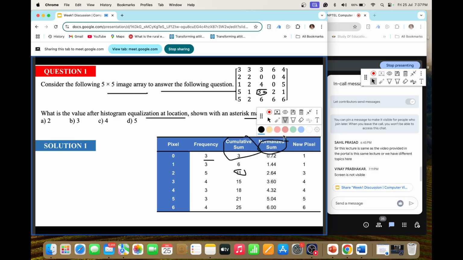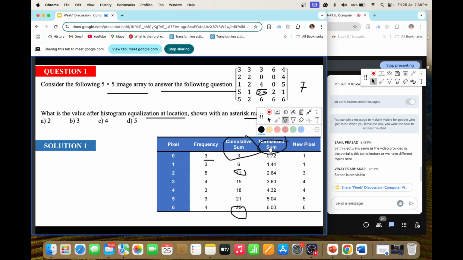Now we have to normalize the sum. How does the normalization occur? The cumulative sum divided by the last cumulative sum, into L minus 1. What is this L minus 1? L means the number of pixel values. Here the pixel ranges from 0 to 6, which means there are 7 pixel values. So 7 minus 1 is 6.